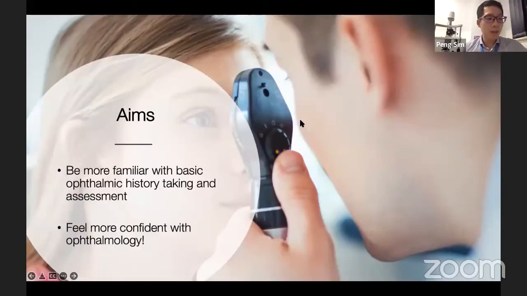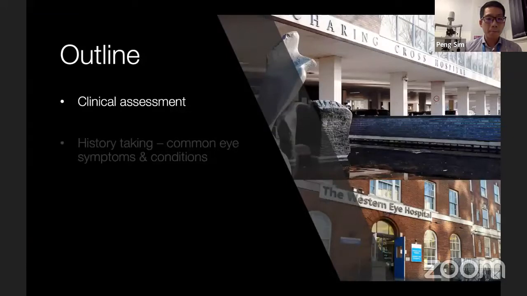So the aim, again, is really to give you a better framework so that you hopefully can be equipped with more confidence when dealing with eye conditions. And by the end of this, I hope most of you feel much more comfortable with basic ophthalmic history taking and examination, and also feel a bit more confident when you're speaking and referring to ophthalmology. Okay, so we'll start with clinical assessment. I thought it would be good to do a retrospective approach. I know in medicine we should always start with history taking, but I think it's good to start with clinical assessment first.